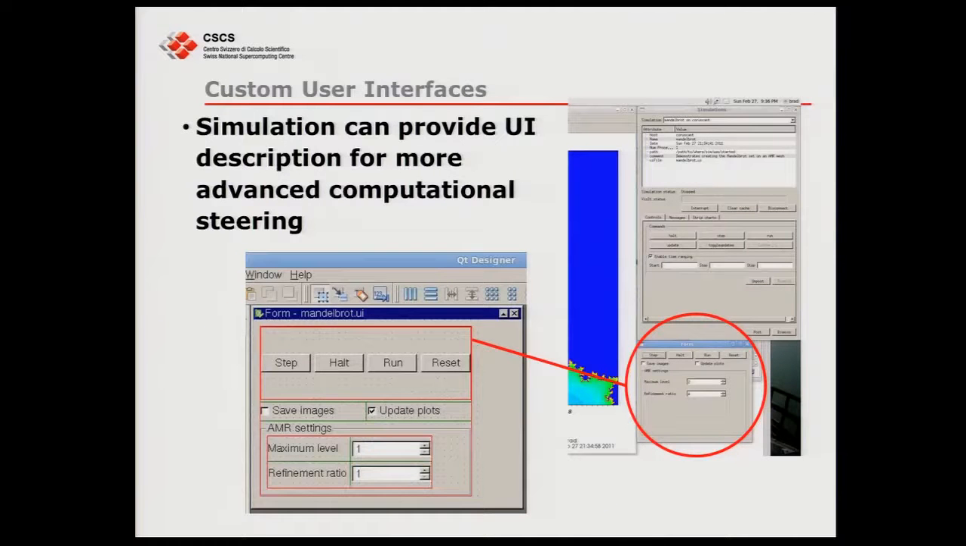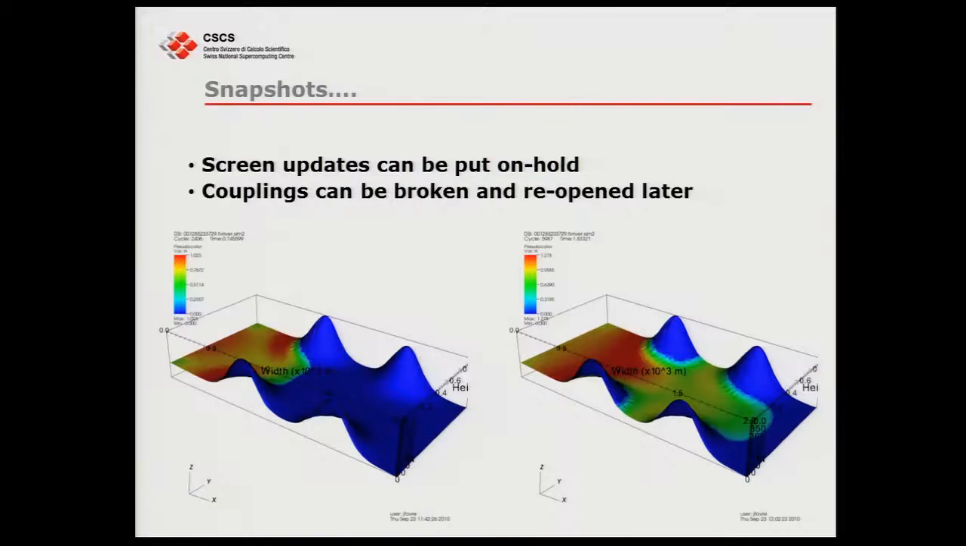Oh, there's the example here. We have on the web this particular example of an adaptive mesh refinement, where we change level of refinements and refinement ratio through the particular GUI. Those are from an example of simulation I had done in 2010. So this has been going on for several years now.